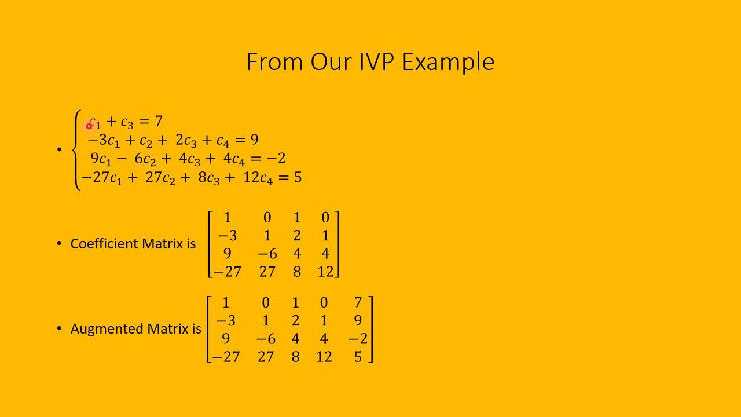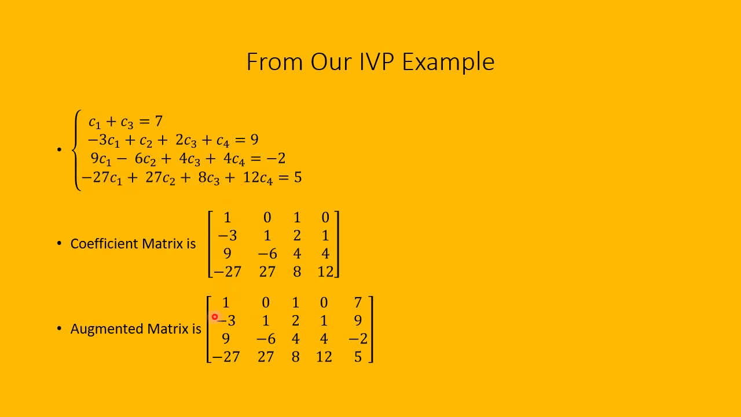In this first equation, C1 has a coefficient of 1, C2 has a coefficient of 0, since we don't see it here, C3 has a coefficient of 1, and C4 has a coefficient of 0. So the first row is going to be 1, 0, 1, 0. The coefficients of C1, C2, C3, and C4. From the second equation, the second row of this coefficient matrix is minus 3, 1, 2, 1. The third row is 9, minus 6, 4, 4. And the last row is 27, 27, 8, 12.